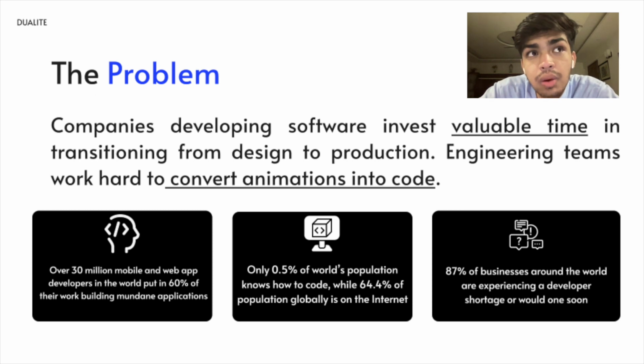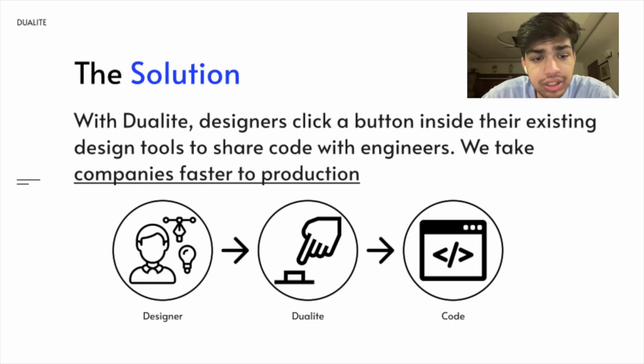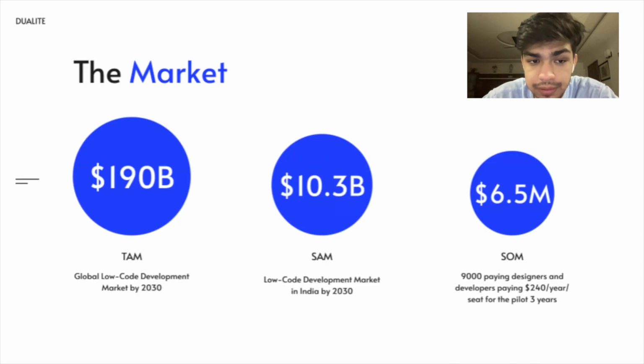Personally, for me, while I was creating a social media product, the time it took for each Figma frame to get converted into code was a lot. And the discussions between developers and designers were difficult to say the least. So, what's the solution? The solution is simply a tool that sits inside Figma and with just a click of a button generates good quality code that can be shared with engineers, thus taking firms much faster into production.